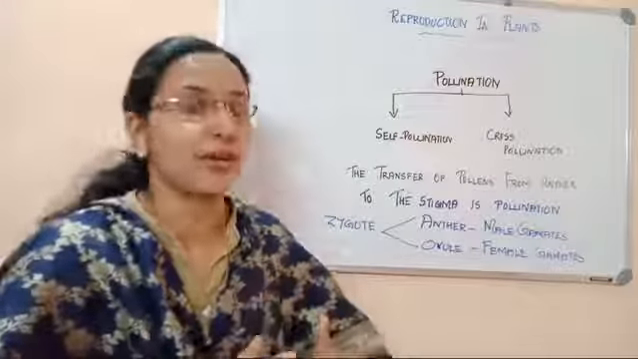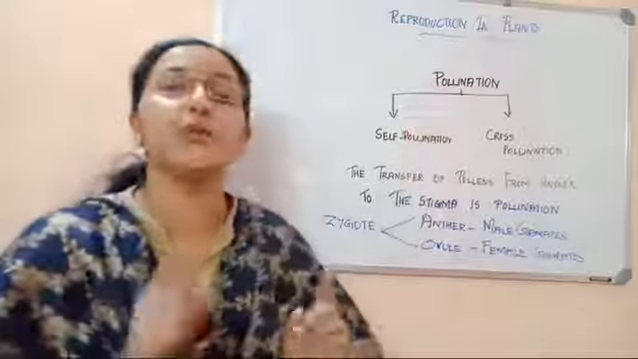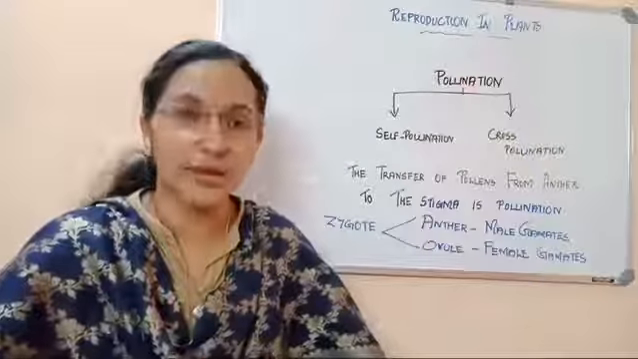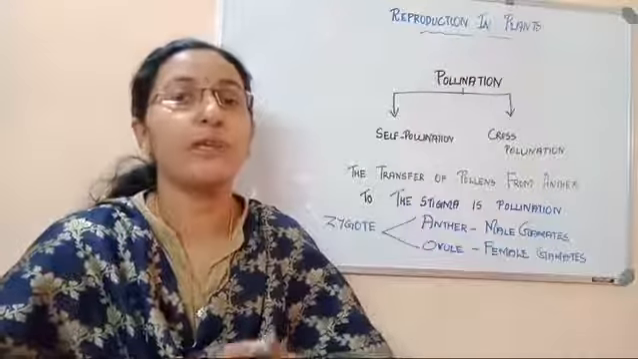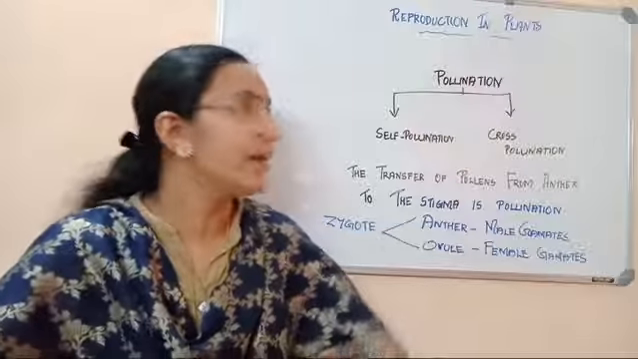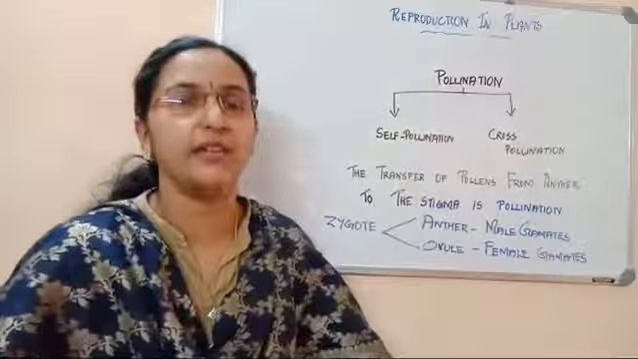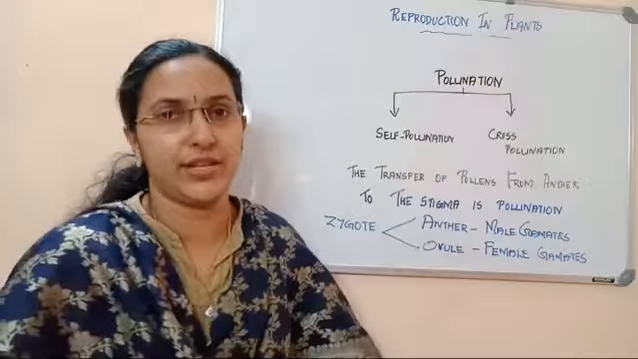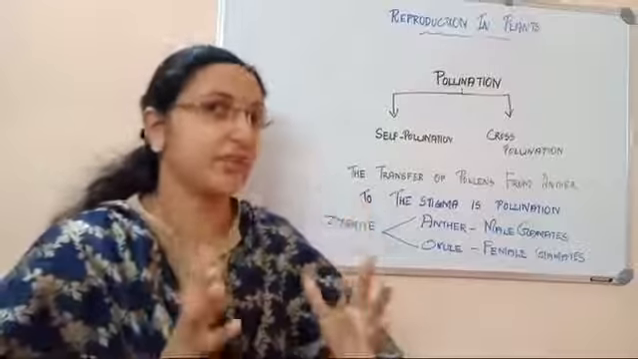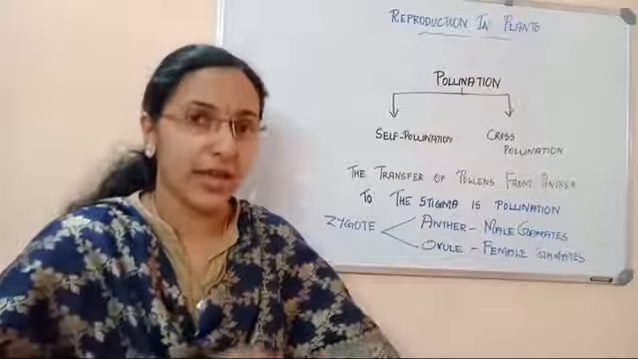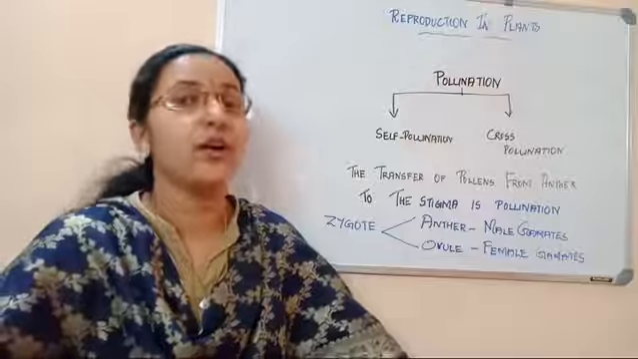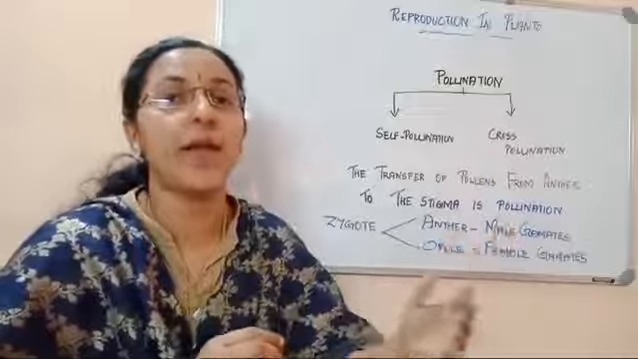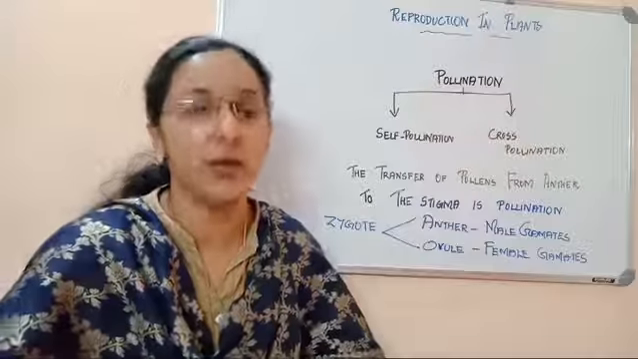Then we have to understand that pollination is divided into two types, self-pollination and cross-pollination. Sometimes a plant contains both female and male reproductive organs. Then self-pollination will occur there. The pollen transfers from the anther of the same plant to the stigma of the same plant. It is known as self-pollination. Then from that you can understand what cross-pollination is. Sometimes the transfer of pollen from the anther of one plant to the stigma of a different plant of the same kind is known as cross-pollination.